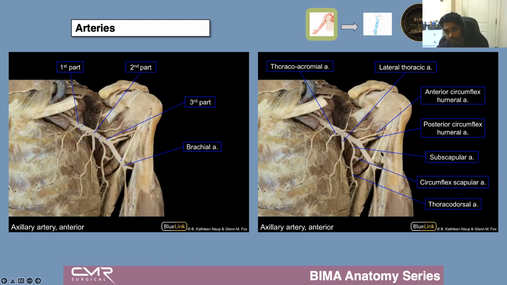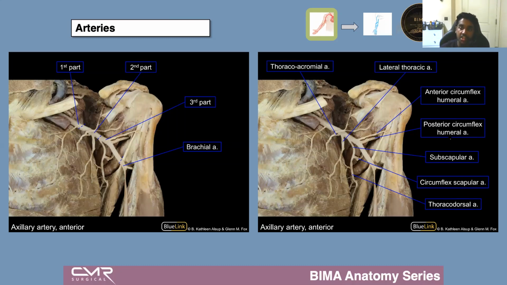What I would say is focus on understanding why everything is called what it is. So if you think about it, for example, let's go through this one, the anterior circumflex humeral artery. It's going anteriorly, so it's going in front of the humerus. Circumflex means going around the humerus. So it's the anterior circumflex humeral artery. Same thing with the posterior circumflex humeral artery.